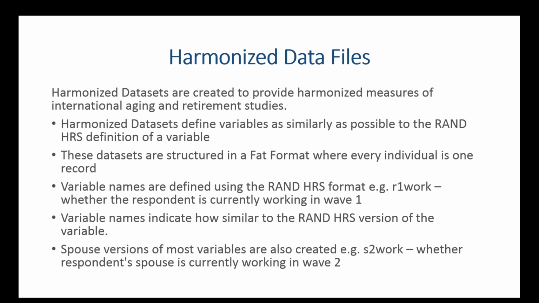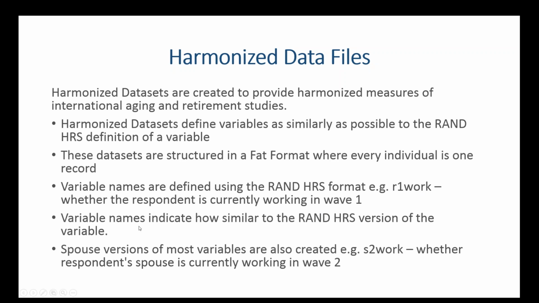So I mentioned those variable names. We use variable names which are the same if the measure is comparable, and the variable names are easy to understand. They all follow a similar format. So a variable called R1work is whether the respondent is currently working in wave 1. R for respondent, 1 for wave 1, and work because it captures whether they're currently working.